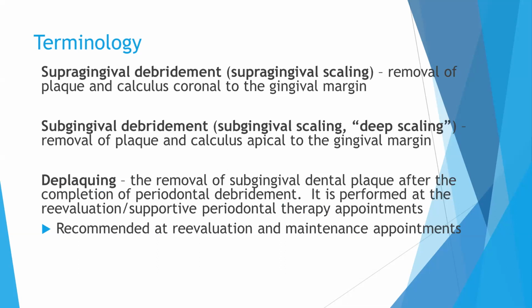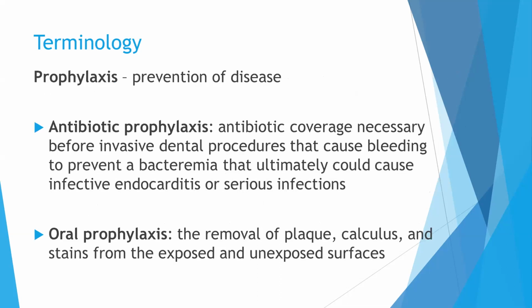Then there's something called deplaquing, and that's the removal of the subgingival dental plaque after the completion of periodontal debridement. This is performed at the reevaluation or supportive periodontal therapy appointments. So we are always deplaquing. Again, we are trying to convert that gram-negative anaerobic bacteria, get that out of there, and encourage the repopulation of a healthier microbiome subgingivally. So it's recommended at the reevaluation appointment as well as all the maintenance appointments.